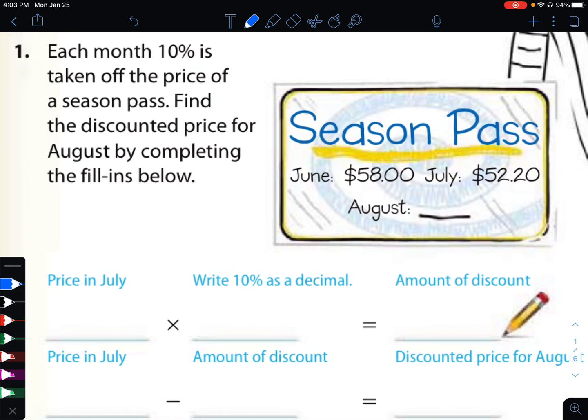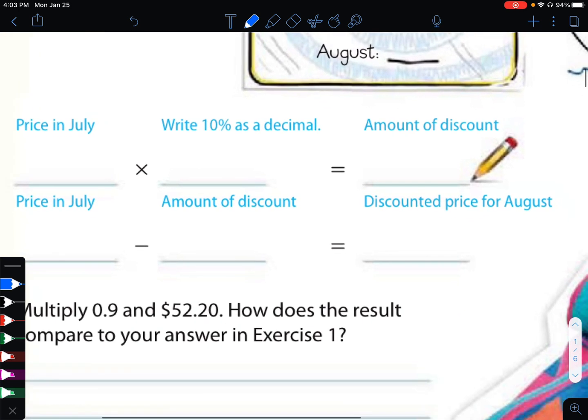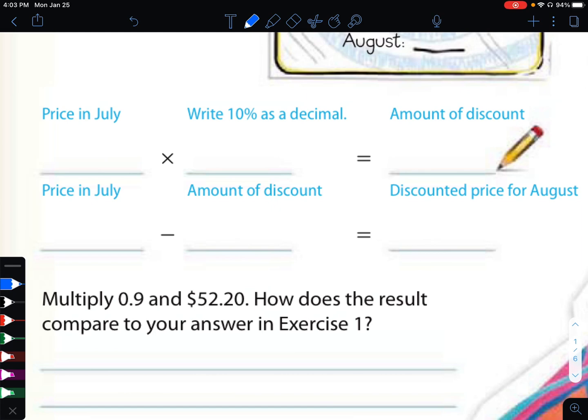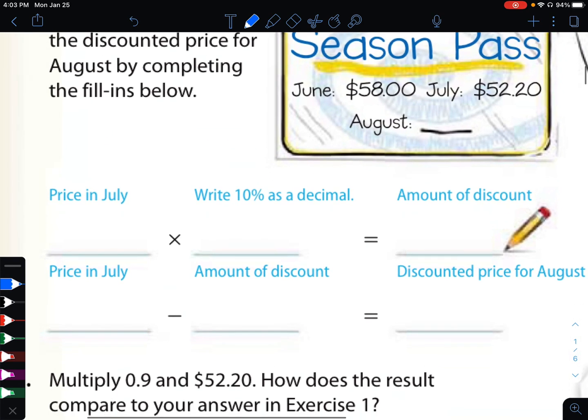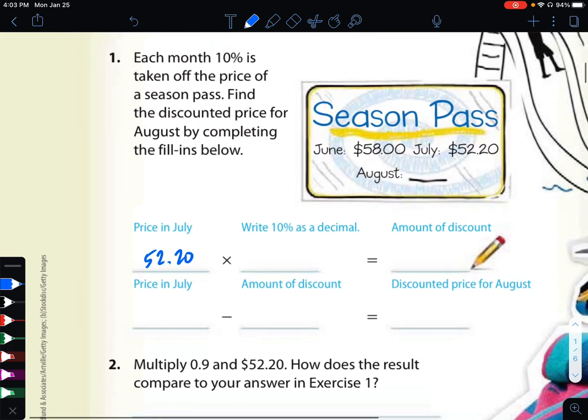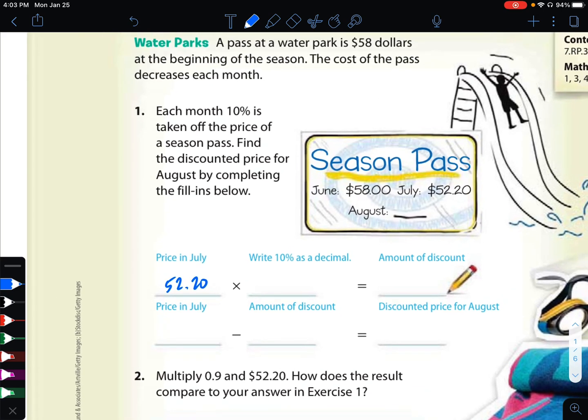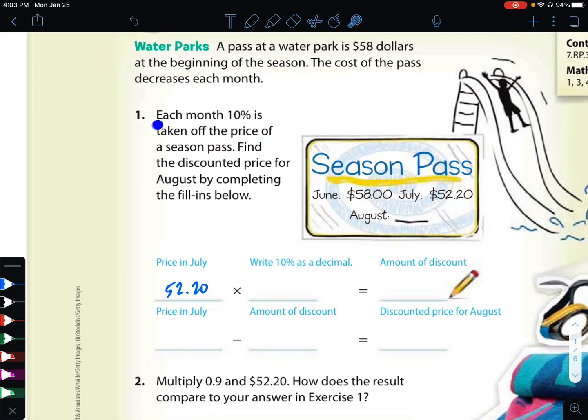The first thing we need to do to find that out is fill in this particular chart. The price in July, as mentioned, is $52.20, and since there is a 10% discount, because it says here each month 10% is taken off the price of the season pass, find the discounted price for August by completing the fill-ins below. So there is a 10% discount.